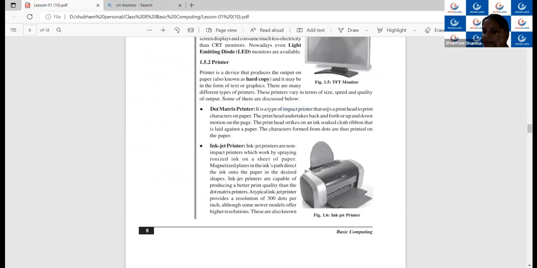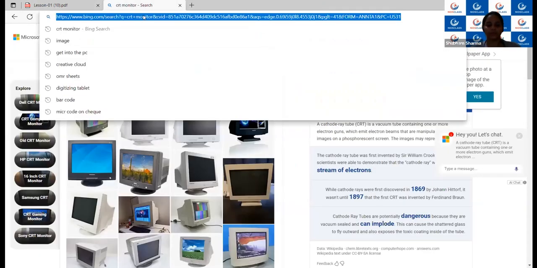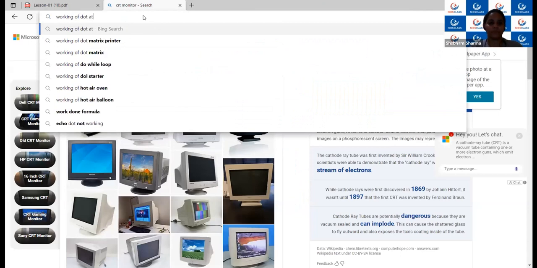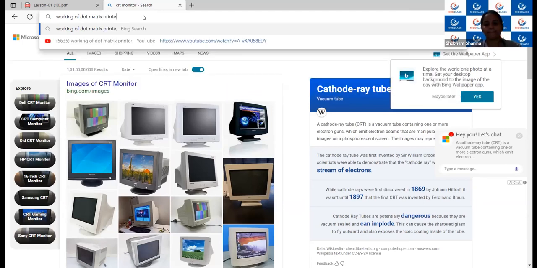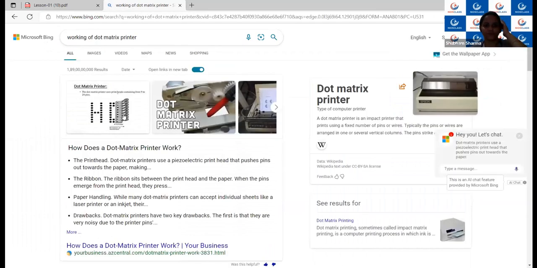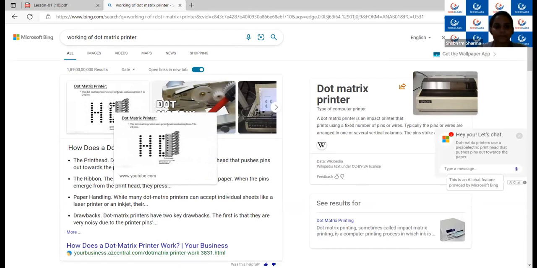So first of all, it is an impact printer that uses a print head to print characters on paper. So characters can be your ABCs, it can be your 1, 2, 3, whatever. Okay, the print head undertakes back and forth motion, or up and down, on the page. The print head strikes on an ink-soaked red cloth ribbon that is laid against a paper. The connected dots are formed and characters are printed on the paper. So let me show you. Basically it works like this. Okay. And let me show you.